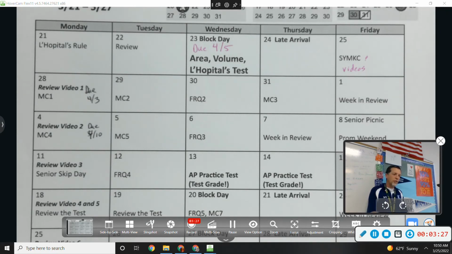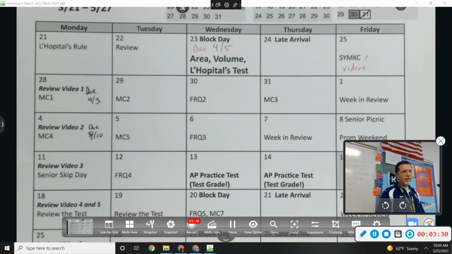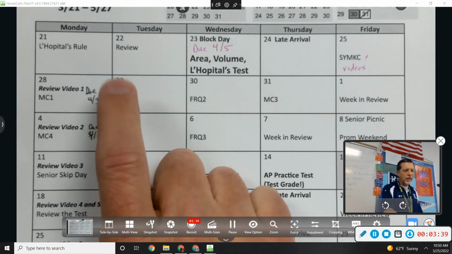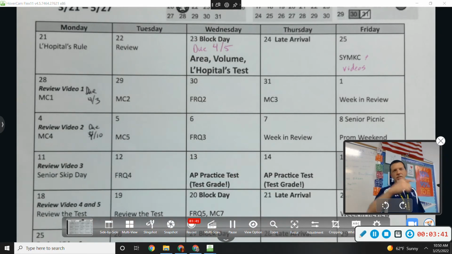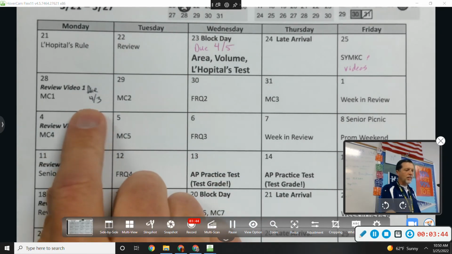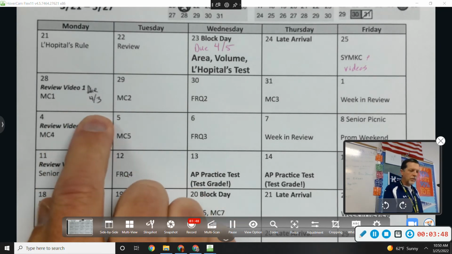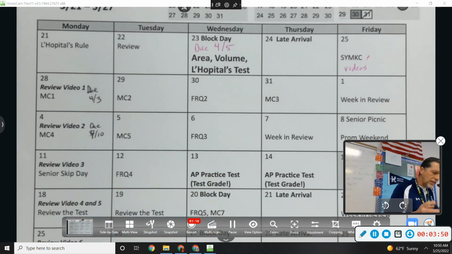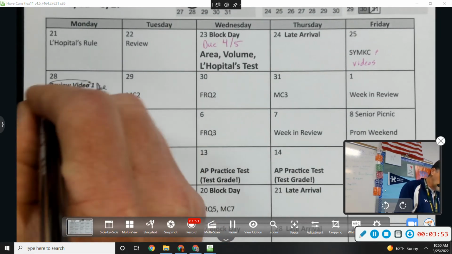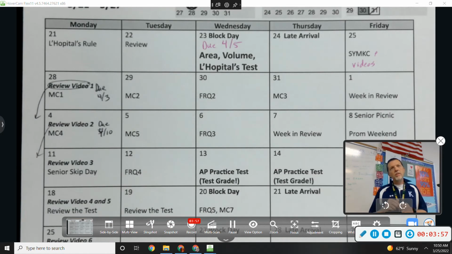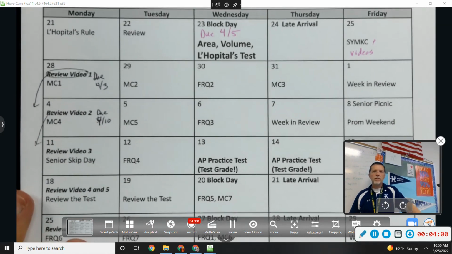So the first one of those, they're all unlocked right now. So if you wanted to watch them all this weekend, I don't know why you would do that. I would space them out. But they're all unlocked. They will be due, you'll see this when you get into your My AP Classroom stuff, basically the Sunday night after they're assigned. So next Monday, I'll officially assign Review Video 1, and it'll be due on Sunday the 3rd. So you basically get a week to watch 1 or 2 videos. So I don't think it'll be too bad.